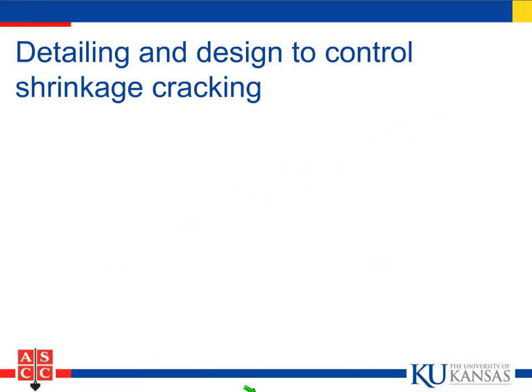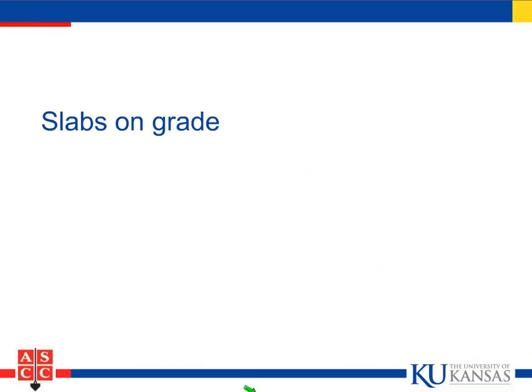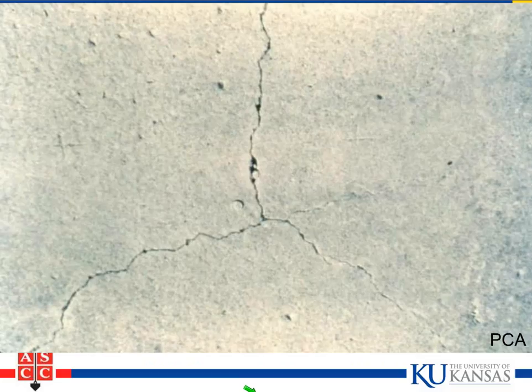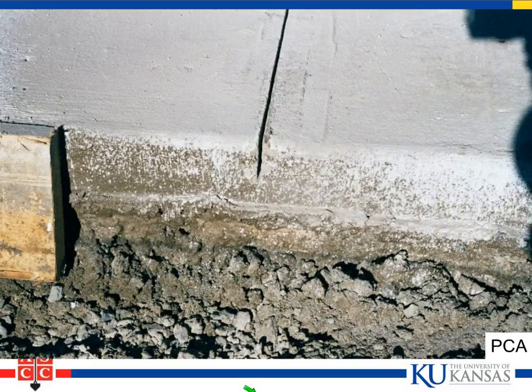Okay, detailing. Let's talk a little bit about detailing and design to control shrinkage cracking. Okay, slabs on grade. Lots of you, I'm sure, work on this area. In this case, we know we're going to get cracking, and the trick is for us to select the crack locations. And clearly, nobody selected any crack locations here. So what do we do? Typically, what we want to do is put in contraction joints. The rule is to cut the depth 1/4 the depth. There are some methods where we can actually go a little less because we can get on there earlier.